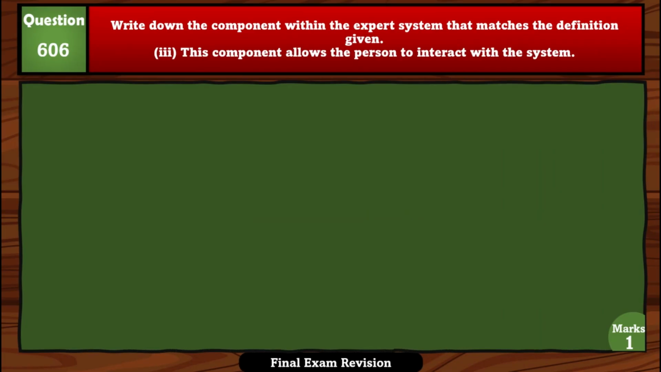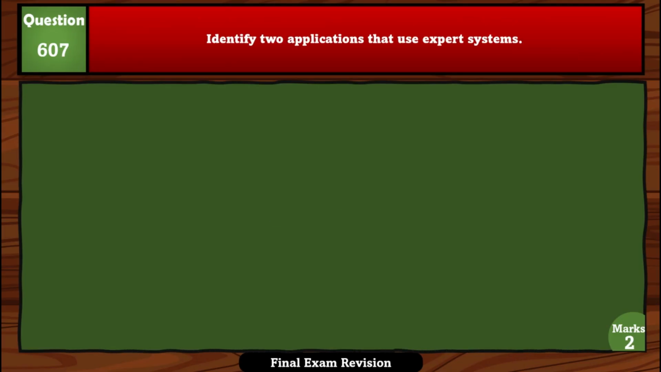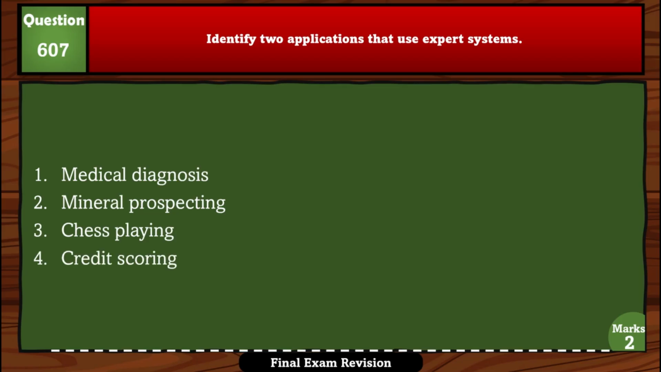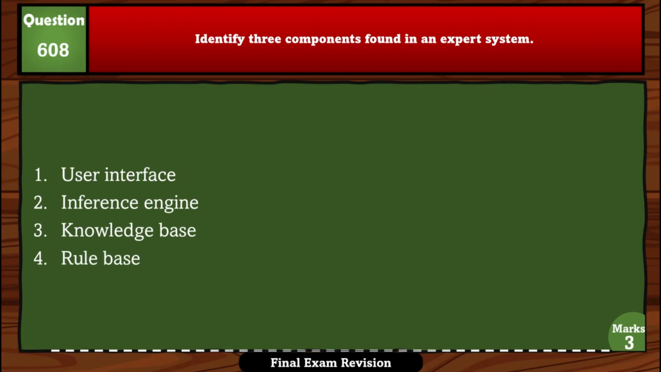Question 606. Write down the component within the expert system that matches the definition given. This component allows the person to interact with the system. So that is user interface. Question 607. Identify two applications that use expert system: medical diagnosis, mineral prospecting, chess playing, credit scoring. Question 608. Identify three components found in an expert system. Number one, user interface. Number two, inference engine. Number three, knowledge base. And number four, rule base.